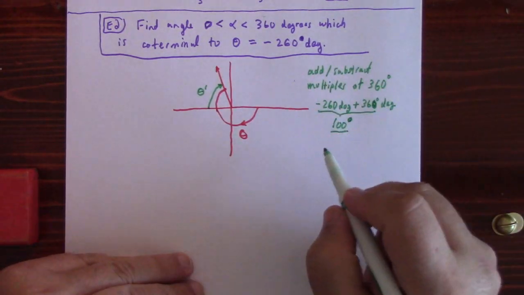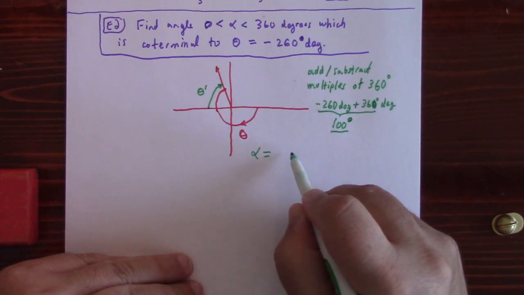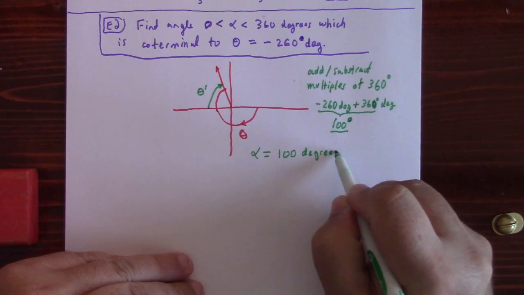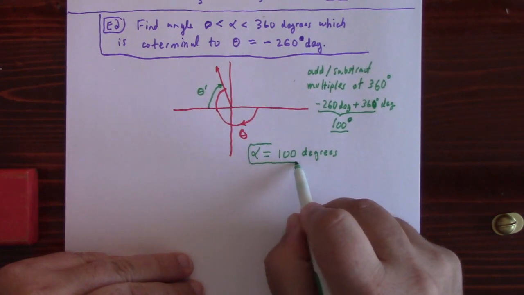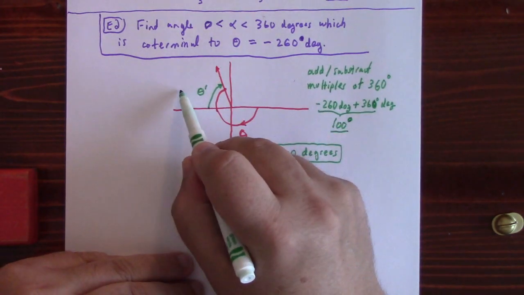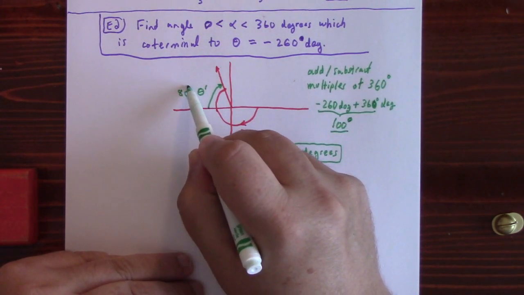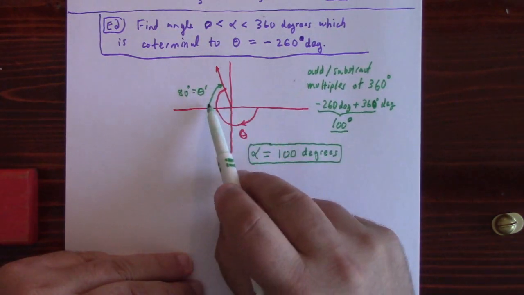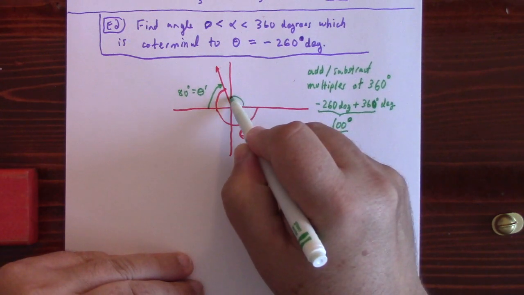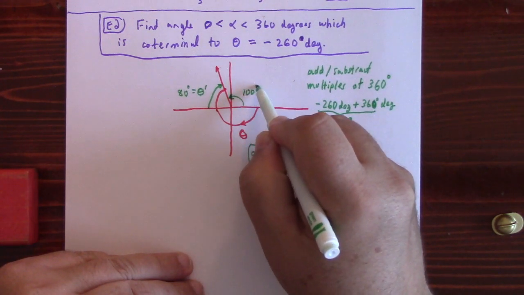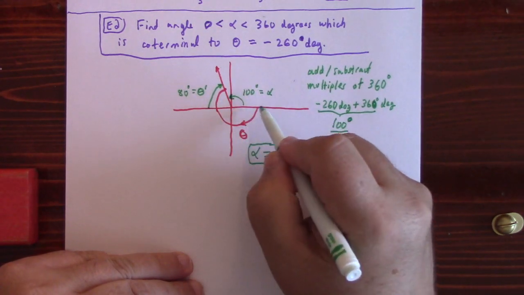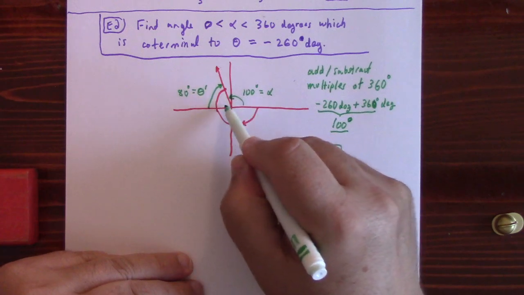So the answer is alpha equal to 100 degrees, which makes good sense because I told you theta prime was 80 degrees. So it's like 80 degrees up to here, and it's 100 degrees like that. Right, so 80 plus 100, 180, full sweep like that.